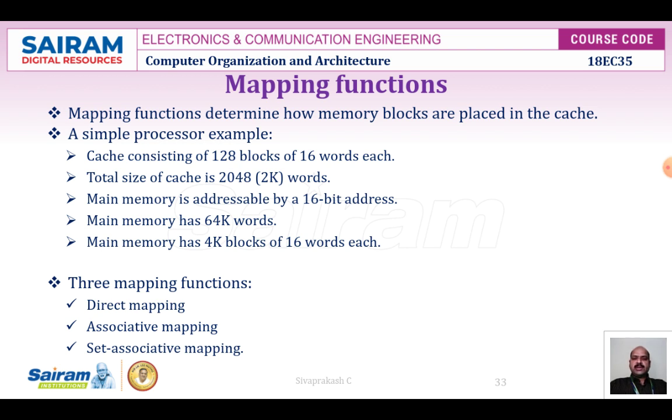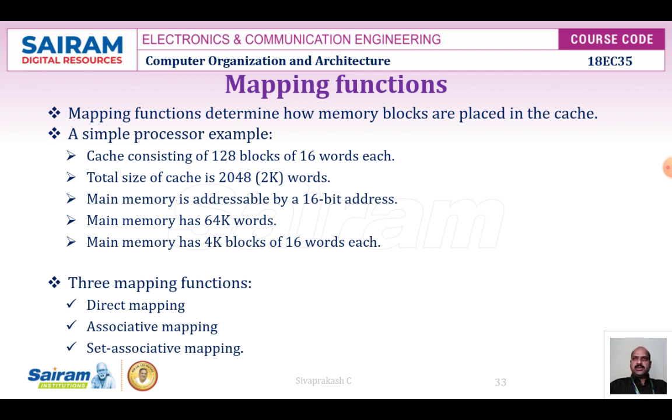A simple processor example I'm going to define for you. A cache consists of 128 blocks of 16 words each, so the total size of the cache is going to be 128 times 16, which gives 2048 words. The main memory is addressable by a 16-bit address. Then the main memory has 64 kilo words, and the main memory has 4K blocks of 16 words each.